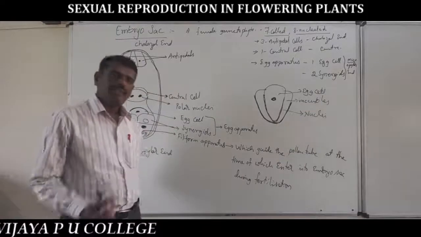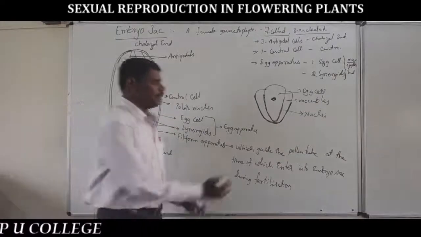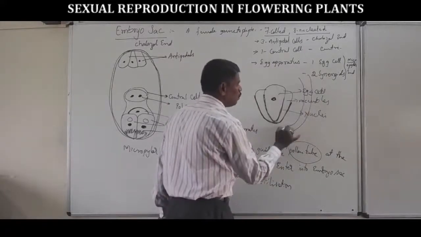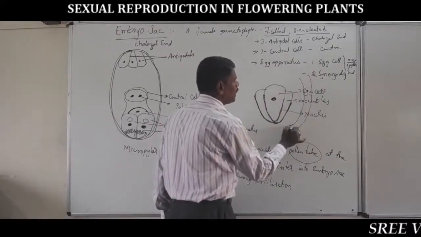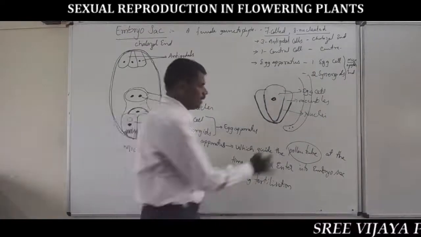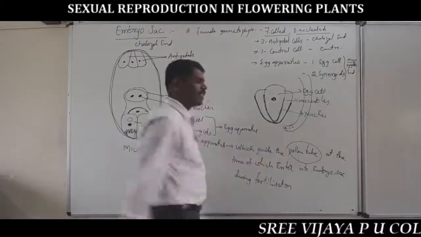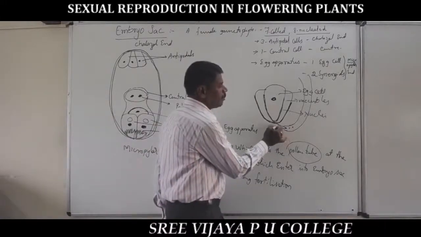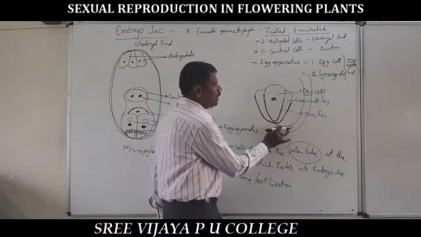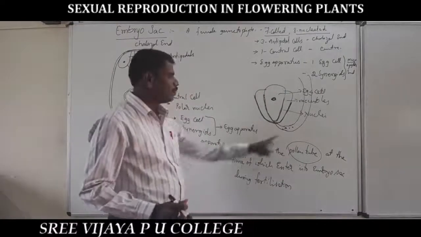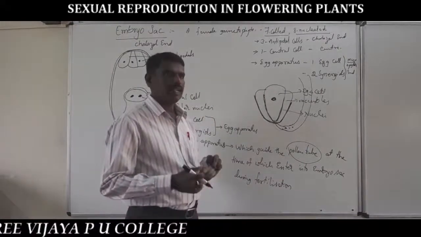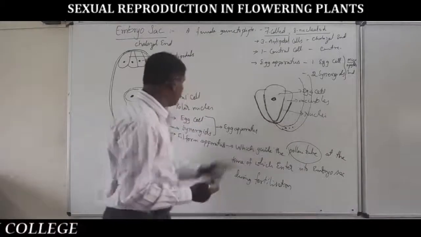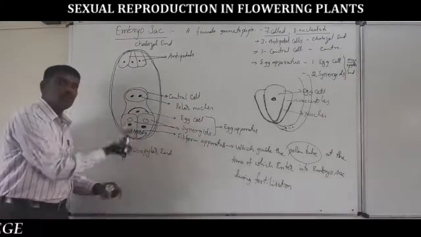So at the time of fertilization, the pollen tube which brought the two male gametes, and even there is the vegetative nucleus. While the pollen tube entered through the micropylar end, that pollen tube will enter into the embryo sac.